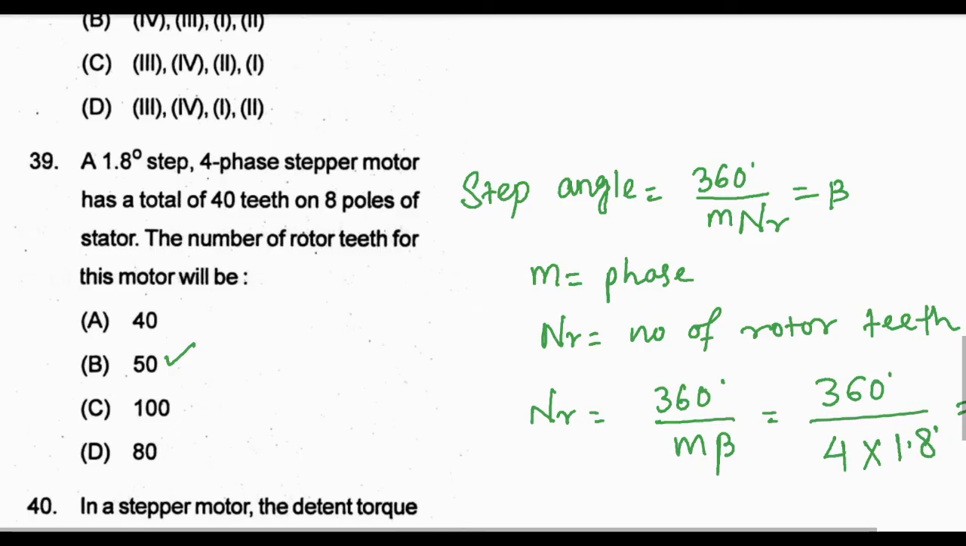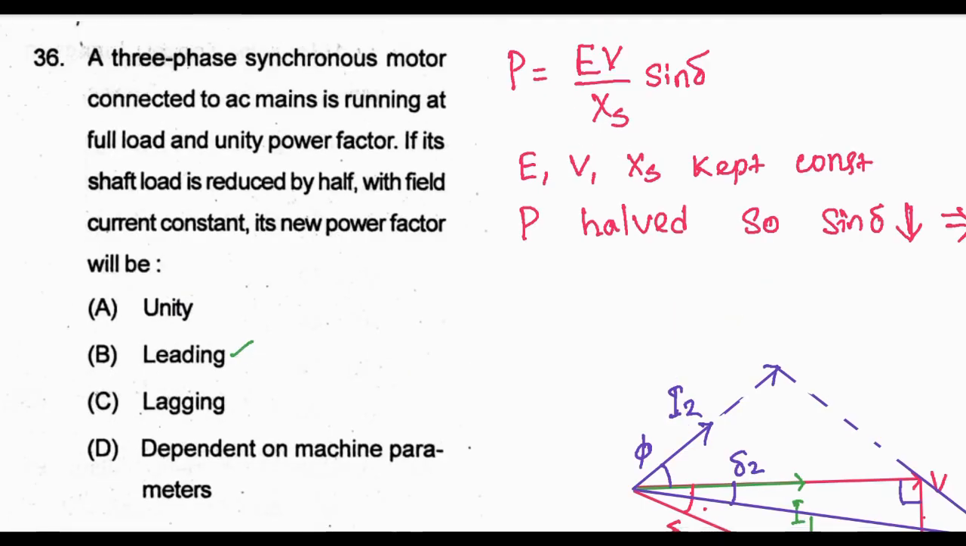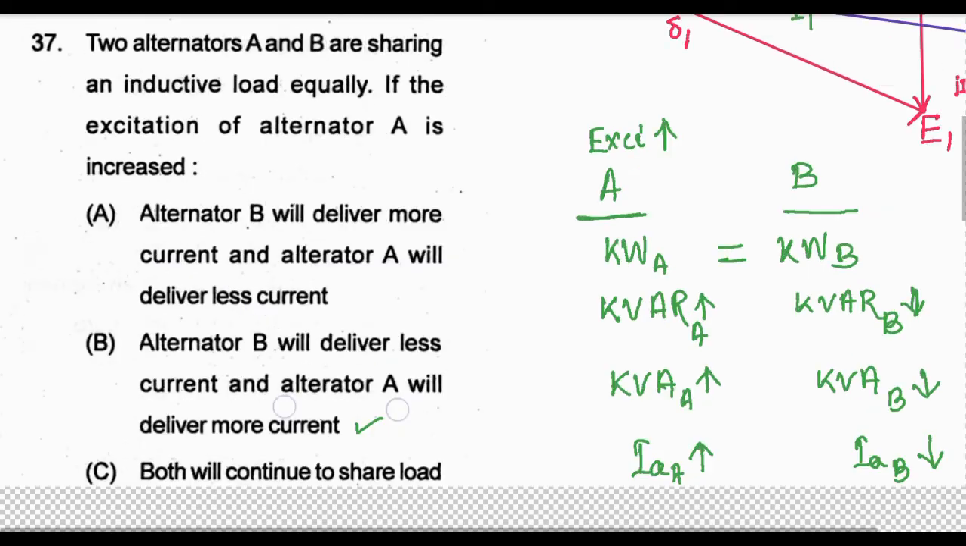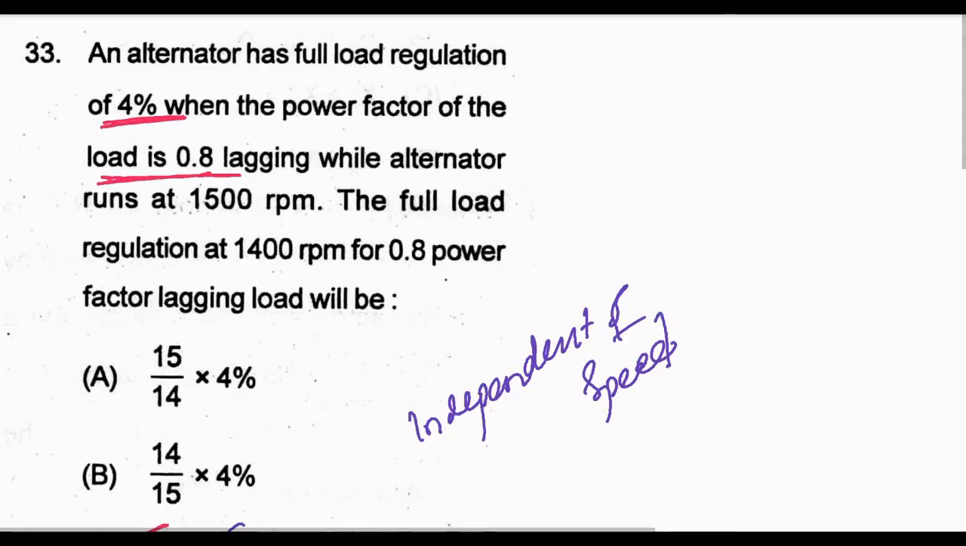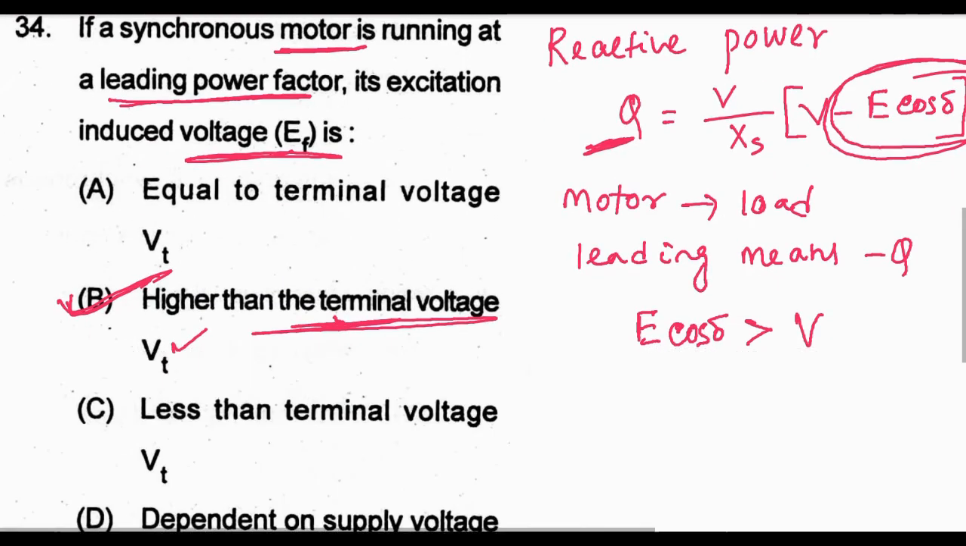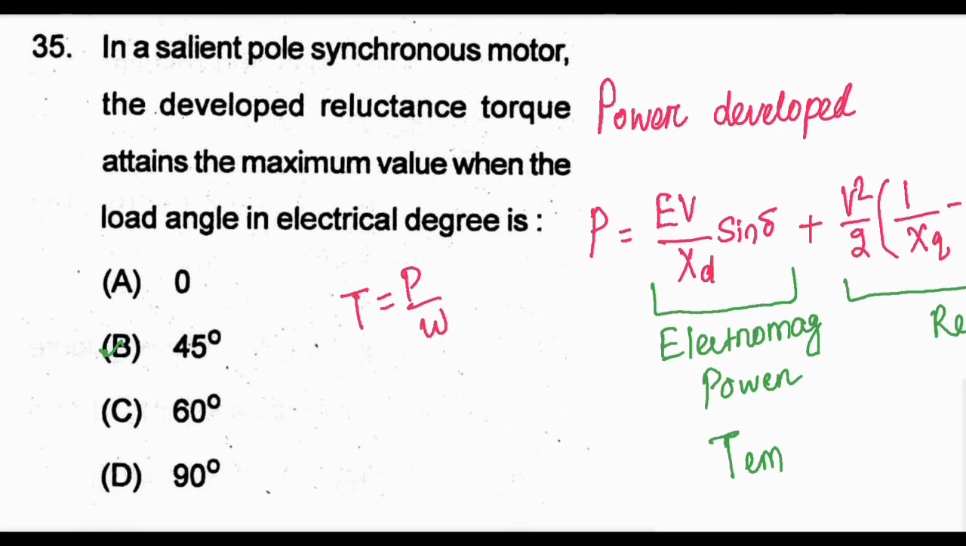Next question number 35. This one is question number 34. Where is 35? This one is 33, 34. Yes, this is 35. In a salient pole synchronous motor, the developed reluctance torque attains the maximum value when the load angle in electrical degrees is.